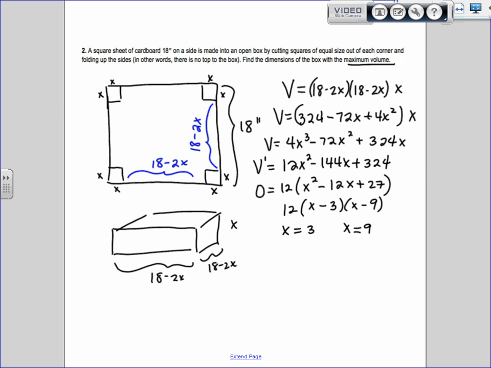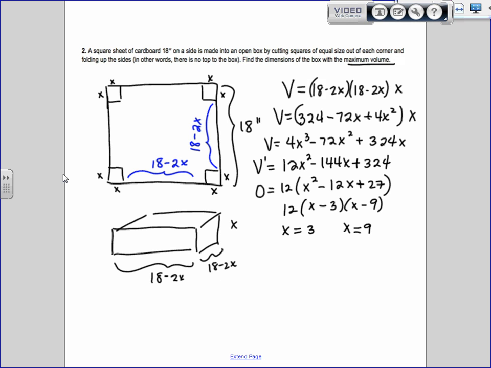9 does not make sense. 9 is actually going to be the minimum volume. Think about it, 0. Because there's going to be no volume whatsoever because you're cutting out x is 9 from both sides, right? So you're not going to have any width. It'd be like 0, 0, 9, right? Like, it's 0.